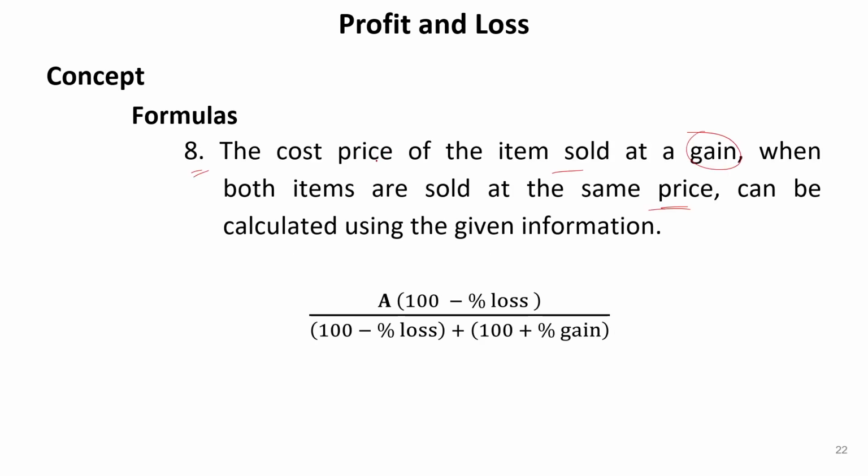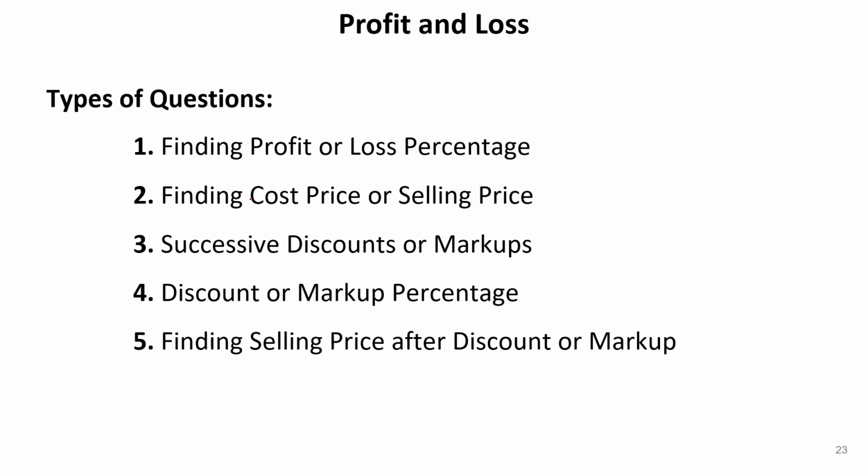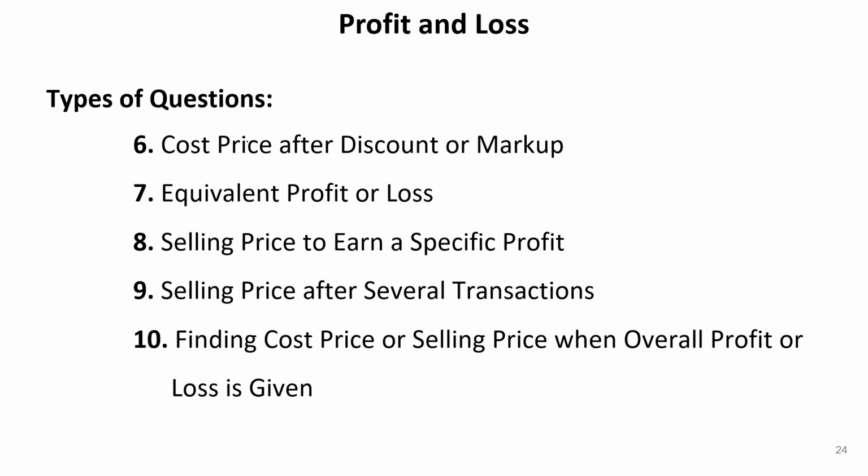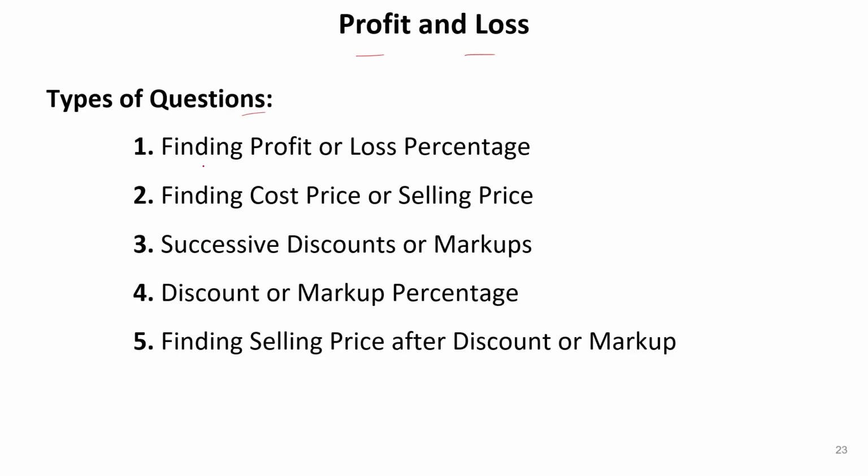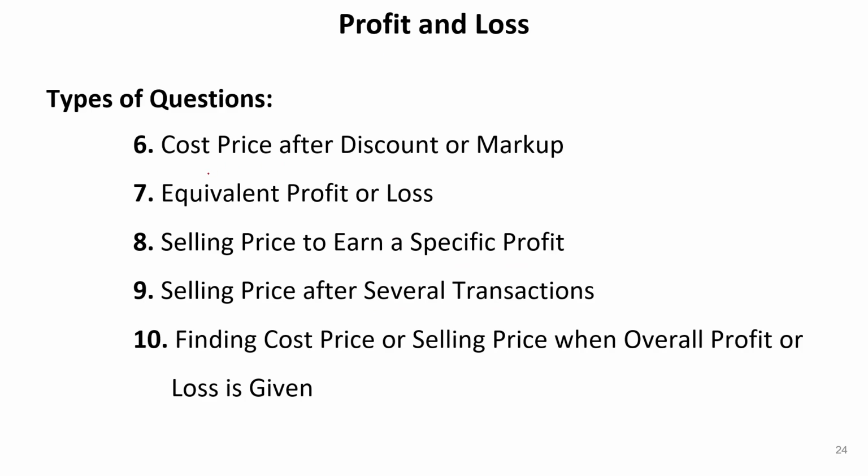So we have covered all the theory formulas, that is, 8 kinds of formula. So let's see what kind of problems are usually asked on the topic profit and loss. Okay, so the types of questions are naturally 10 types. In the first type, finding profit or loss percentage, and the second is finding cost price, selling price. Then the third is on successive discounts or markups. Okay, so the fourth is discount or markup percentage. The fifth one is on finding selling price or discount or markup. Okay, so the sixth type is on cost price or discount or markup, and the seventh is on equivalent profit or loss.